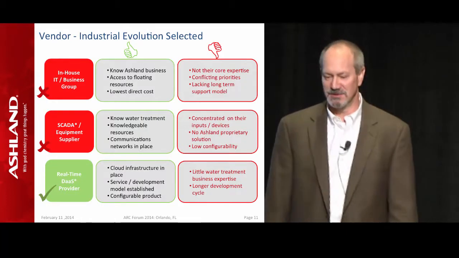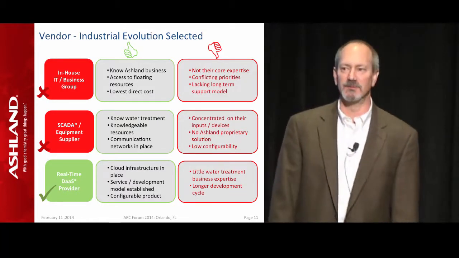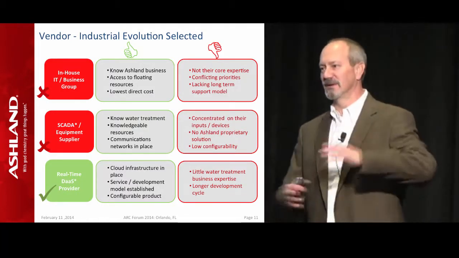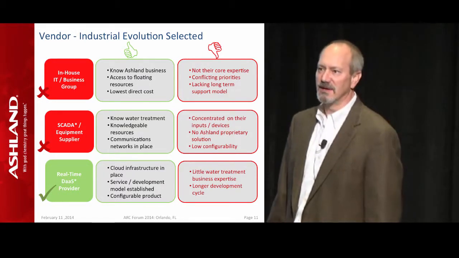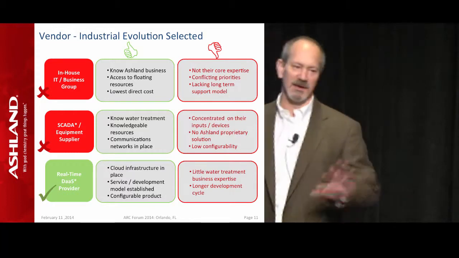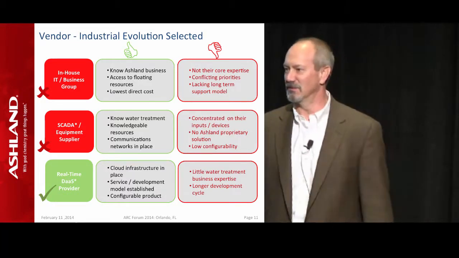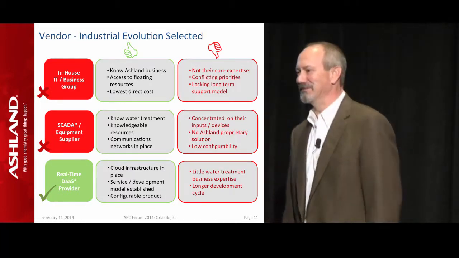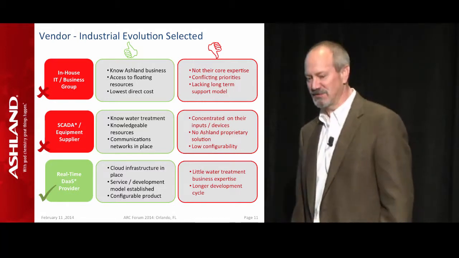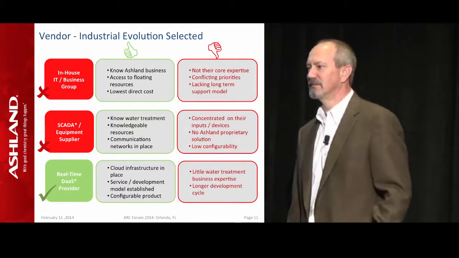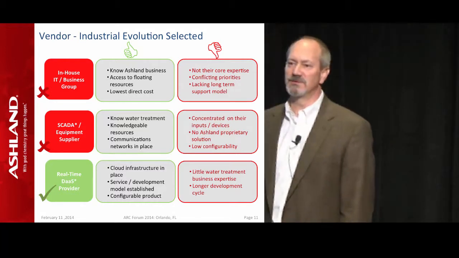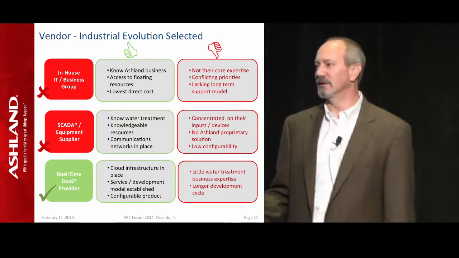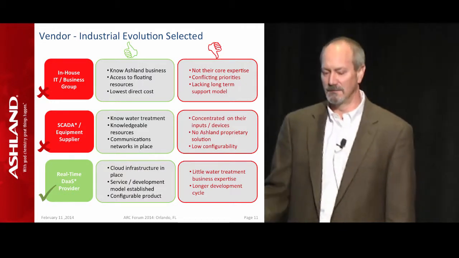To switch over to vendor selection, we had a couple of different options in terms of the ways we could go. And we went out and looked at a gamut of suppliers that were out there. We looked at our own in-house IT group. They were the ones that kind of got us in trouble with the device business that hadn't been updated since the early 2000s, but they were the lowest cost option as far as a direct cost out of our business unit. But it's really not their core expertise and not something they wanted to be doing. The long-term support model really wasn't there.